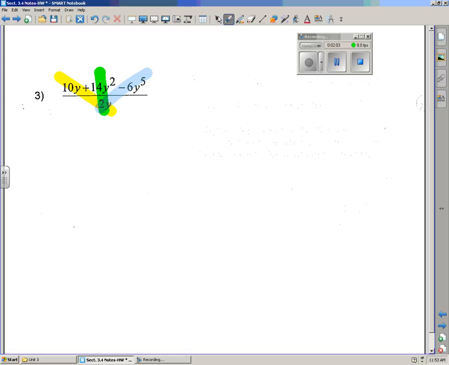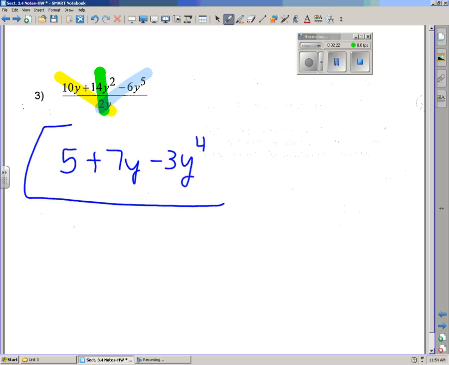10y divided by 2y is just 5 because the y's cancel. 14 divided by 2 is positive 7, and there's more y's on top by 1. Negative 6 divided by 2 is negative 3, and there are more y's on top by 4. So this might be quicker than rewriting separate fractions, but again, it's your choice.